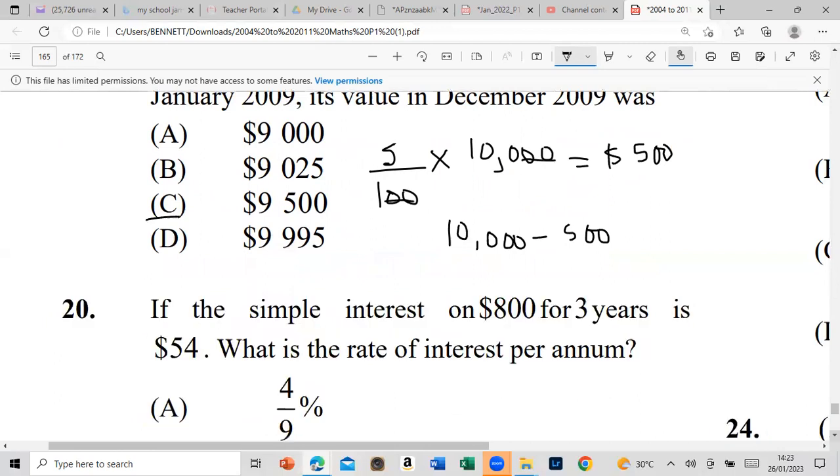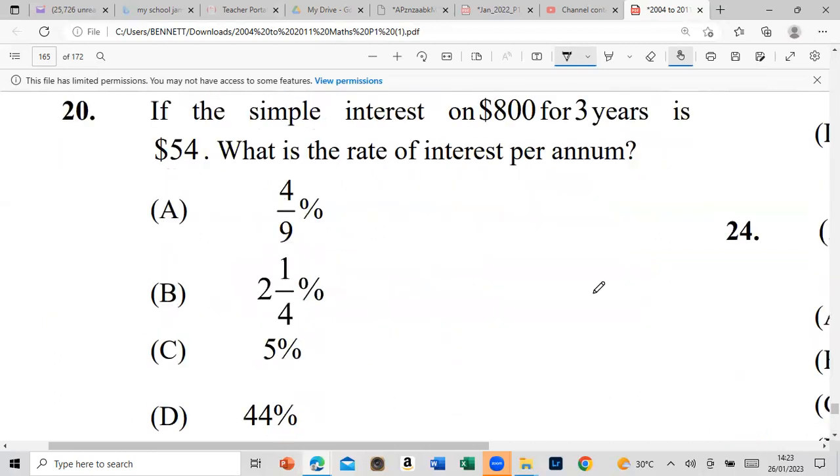Number 20 now. If the simple interest on $800 for 3 years is 54, what is the rate of interest per annum? Alright, so let's figure that out. Simple interest is equal to the principal times the rate times the time, and you put it over 100.